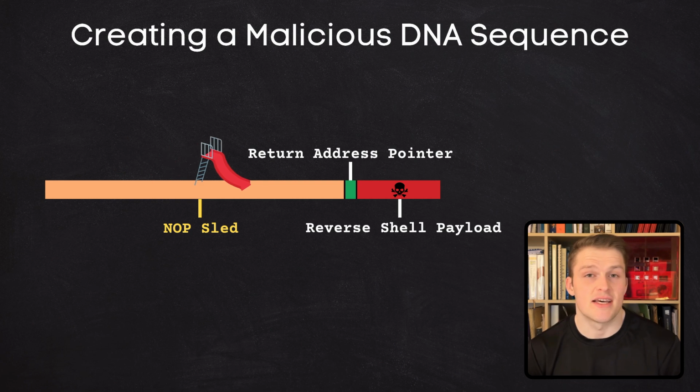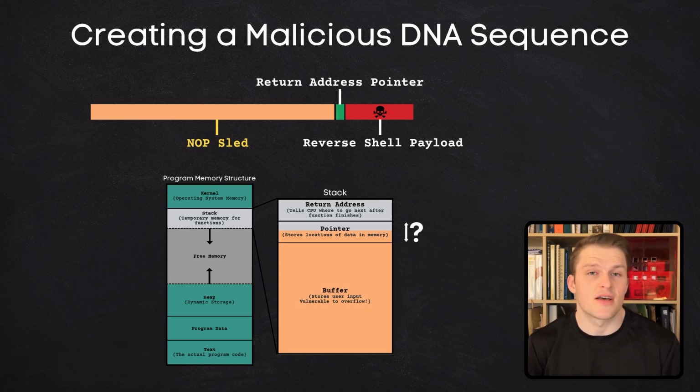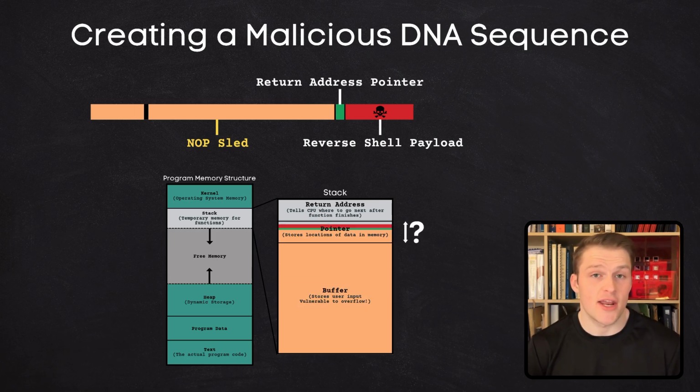Imagine it like a slide that leads right to their malicious code. NOP stands for no operation. It's an instruction that tells the computer do nothing and move to the next instruction. Why add instructions that just do nothing? Well, when trying to overflow the memory buffer, it's hard to know exactly where the computer will land when it starts executing code. The NOP sled ensures that no matter where it lands in this region, it will harmlessly slide down until it hits the actual attack code. It's like putting a giant target around their bullseye.